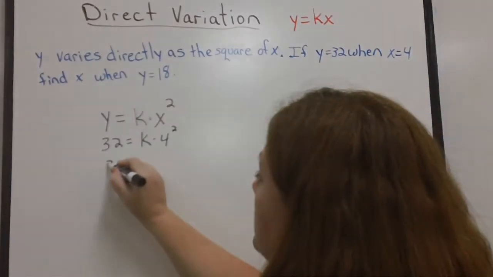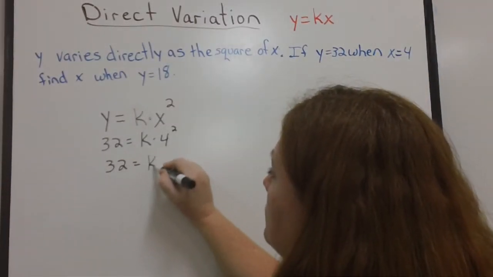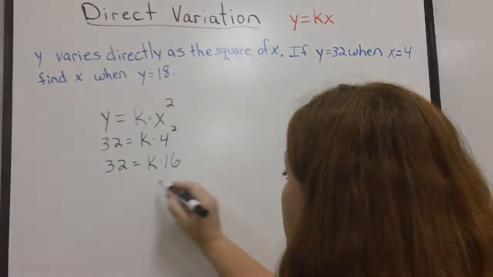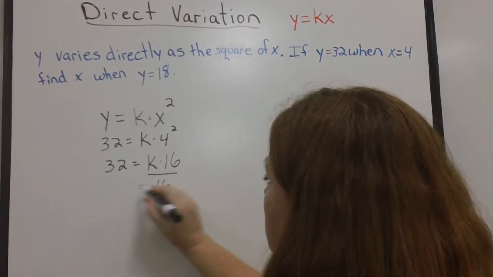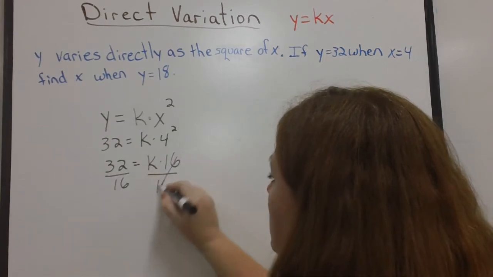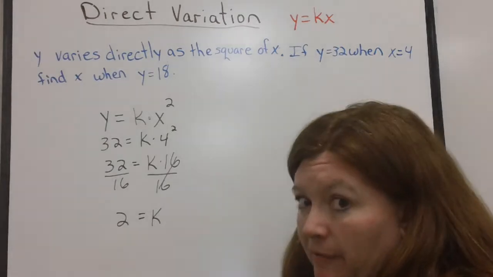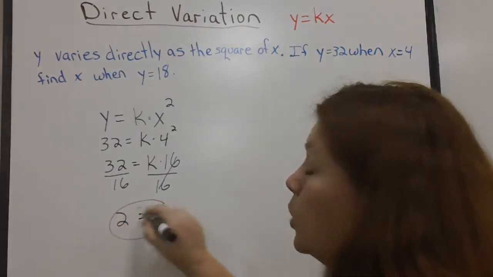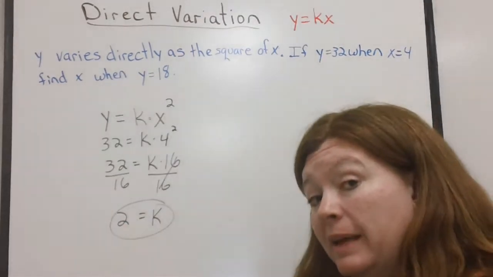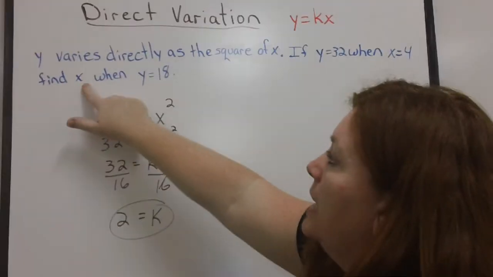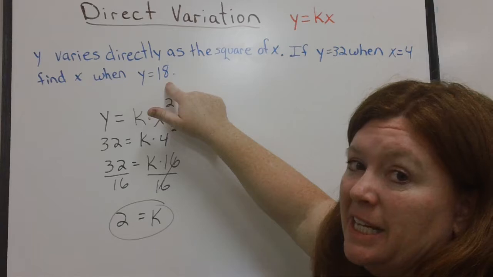Well, 4 squared is 16. Divide both sides by 16, and k is 2. Yay! That's not my final answer, because that's not what the question is asking, but that's going to help me get the answer to my question. Here's the question. Find x when y is 18.